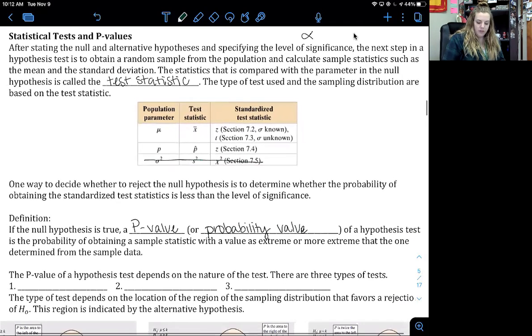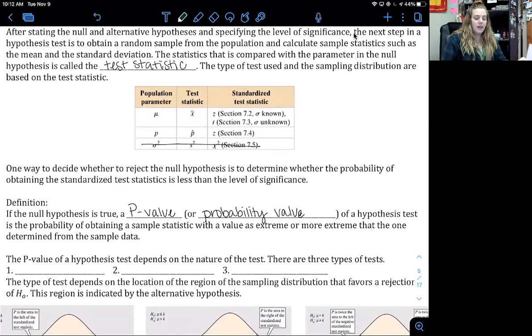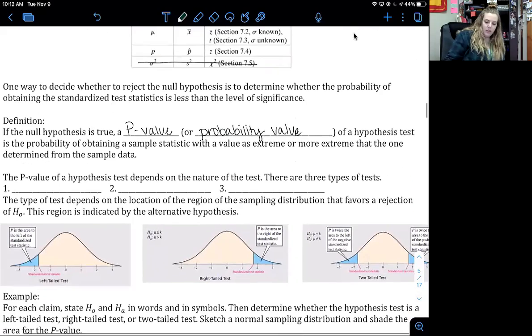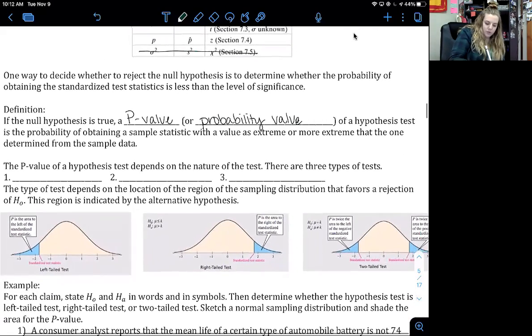So the p-value of a hypothesis test depends on the nature of the test. So there's 3 types of tests, and you have pictures down here below. Our first one is left-tailed. We have right-tailed.